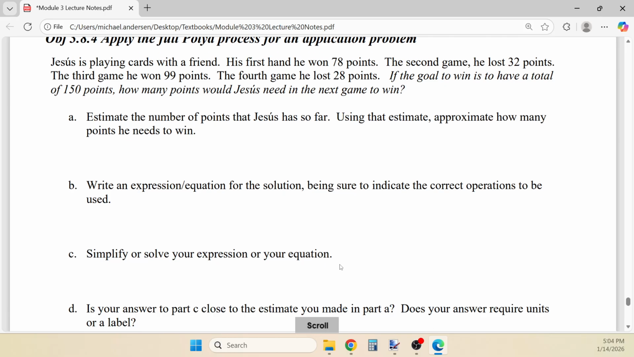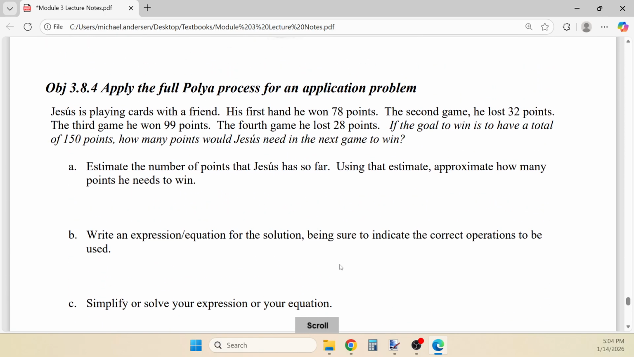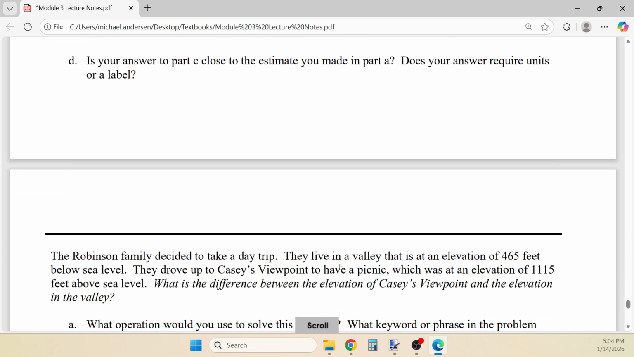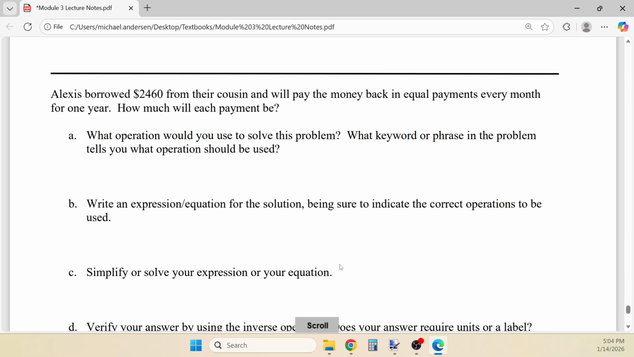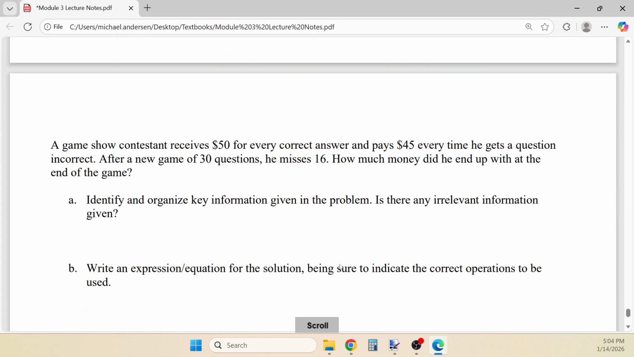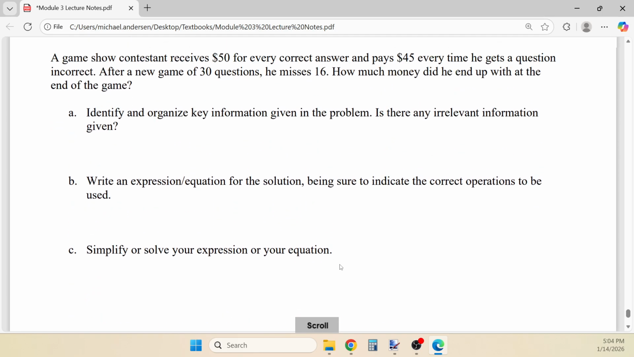Now we'll do the full problem-solving question. We can do the card game one, or we can do the day trip one, or we can do borrowing money from a cousin, or we can do playing on a game show. Let's do the game show because that's the last one, and usually they get harder as you go. So I'm going to do this one with you.